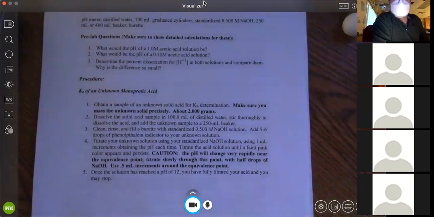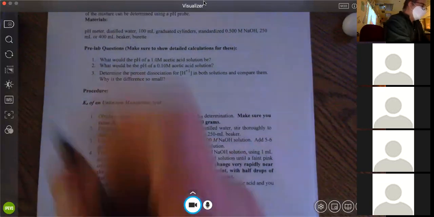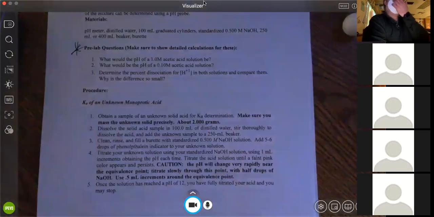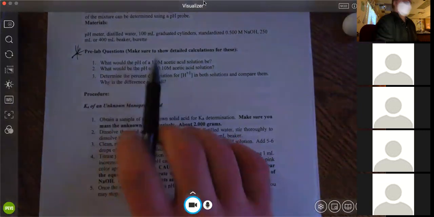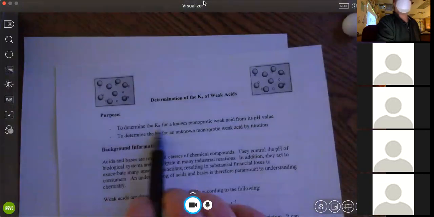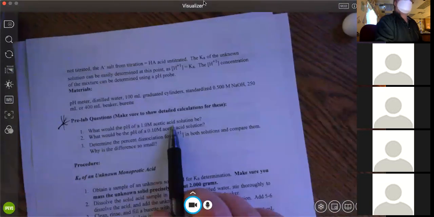So those of you that are going to be here tomorrow and the others as well, make sure you do these pre-lab questions tonight. That way you get a little bit of an idea of what you're getting into. This is the first step of that. If you recall up here, it said, determine the Ka for a known monoprotic weak acid from its pH value.